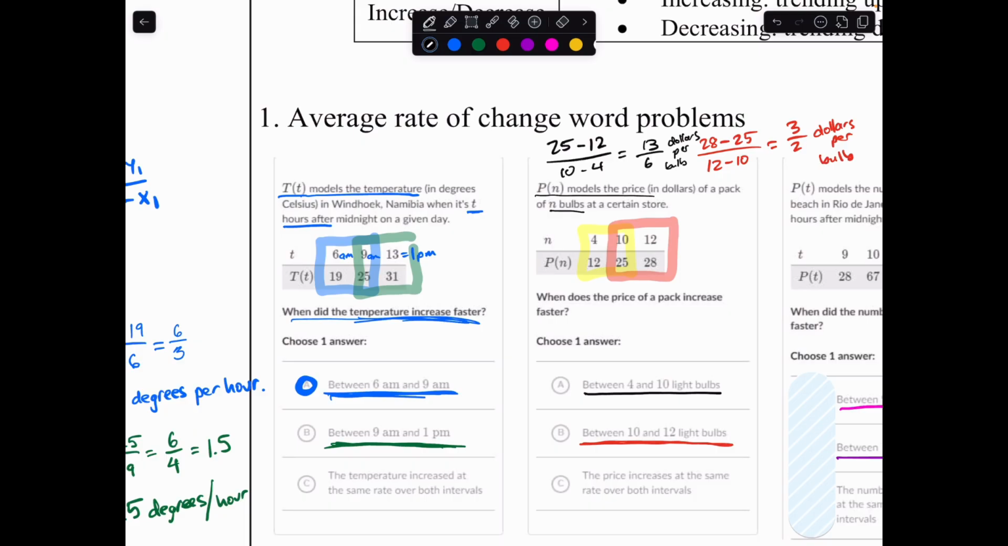Okay, so when does the price increase faster? We need to find out, is 13/6 of a dollar per bulb more or less than 3/2 of a dollar per bulb? Well, 3/2 of a dollar, 3 over 2, that's $1.50 per bulb, right? And this one, 13 over 6, that's 2 and 1/6 dollars per bulb. So that one's more. This has a faster increase in price between 4 and 10 light bulbs.